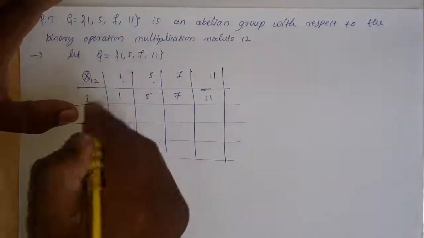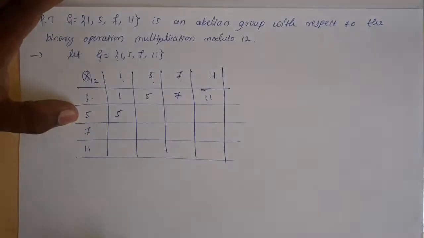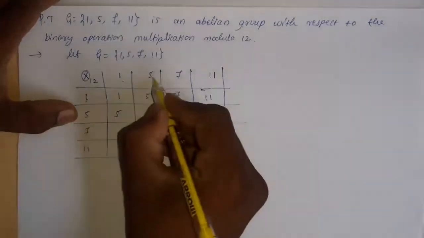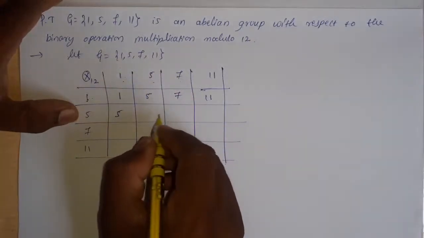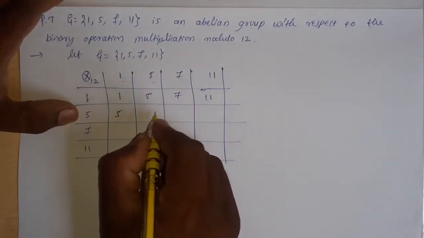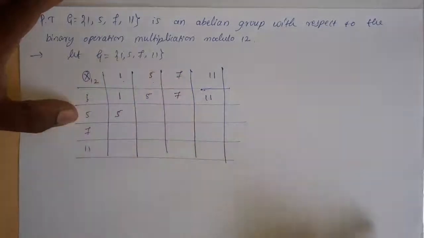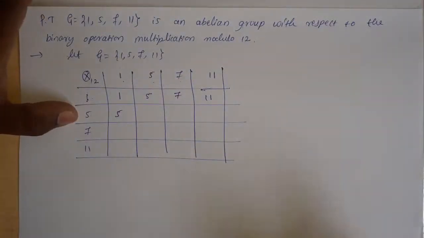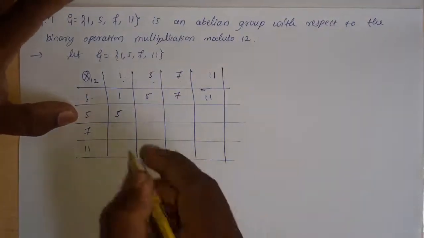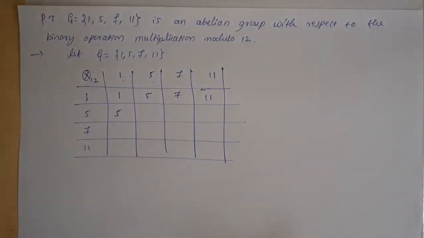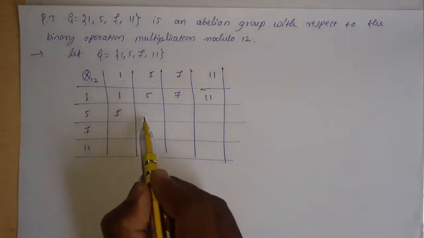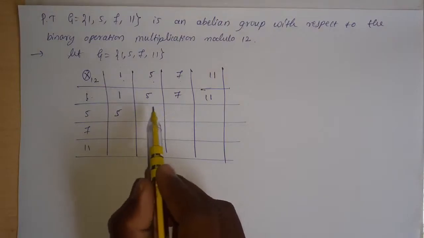Then 5 into 1 is equal to 5 and 5 into 5 is equal to 25, but here we should not write 25 because this is not only multiplication, it is multiplication modulo 12. So, therefore, if the product of two numbers is greater than 12, then we need to divide that by 12 and we need to substitute the remaining remainder.